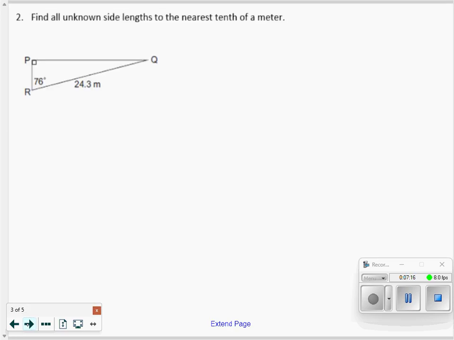Find all unknown side lengths to the nearest tenth of a meter. Again, we identify what we have and what we're trying to find. I know this is my hypotenuse because it's across from my 90 and it's my longest side. Do you guys want to find little r or little q? R. So my opposite. What trig ratio uses opposite and hypotenuse? Thank you. So my trig ratio is this, and you don't have to write this part out if you don't want.